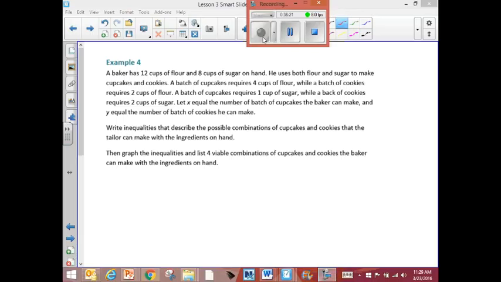Let's pause it. 5, 2, 22. Here we go. All right, hey, a baker has 12 cups of flour and 8 cups of sugar on hand. He uses both flour and sugar. Those are the guys. Got it. You're an F.